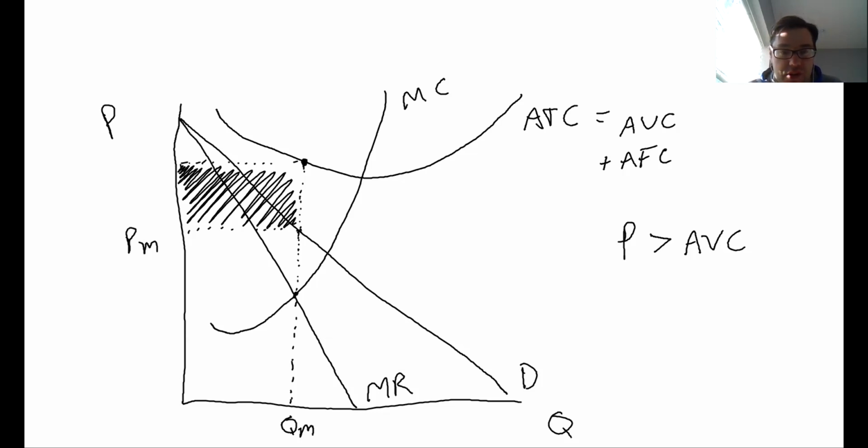Part C: would single cinema's total revenue increase, decrease, or stay the same if it decides to sell one fewer ticket than Q sub M? All right, so this is a price elasticity of demand sort of question. The question is asking what will happen to total revenue if we sell one fewer ticket over here. What it's asking essentially is whether the price effect is greater than the quantity effect, or vice versa.